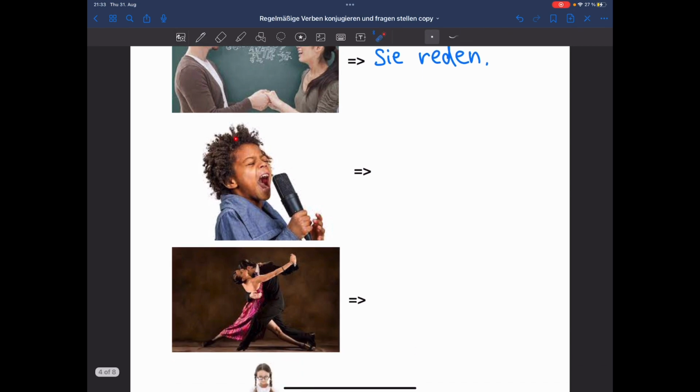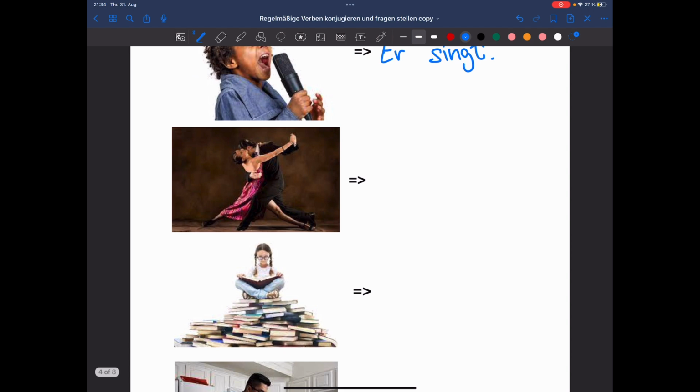Okay, moving on. What is this guy doing here? The kid. That's right. Singen. The verb stem is sing. And he is er. Er singt. Perfekt. Sehr gut.